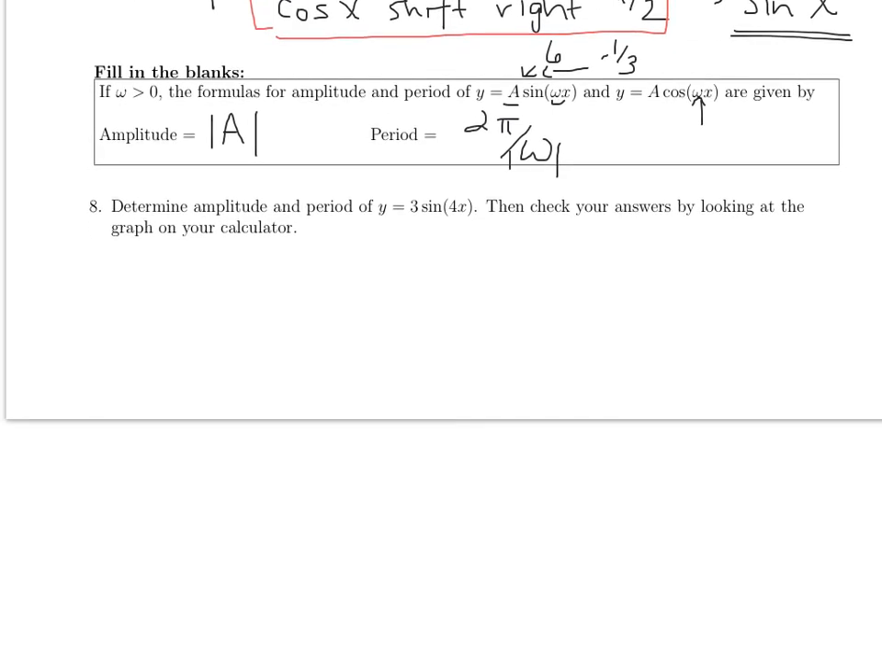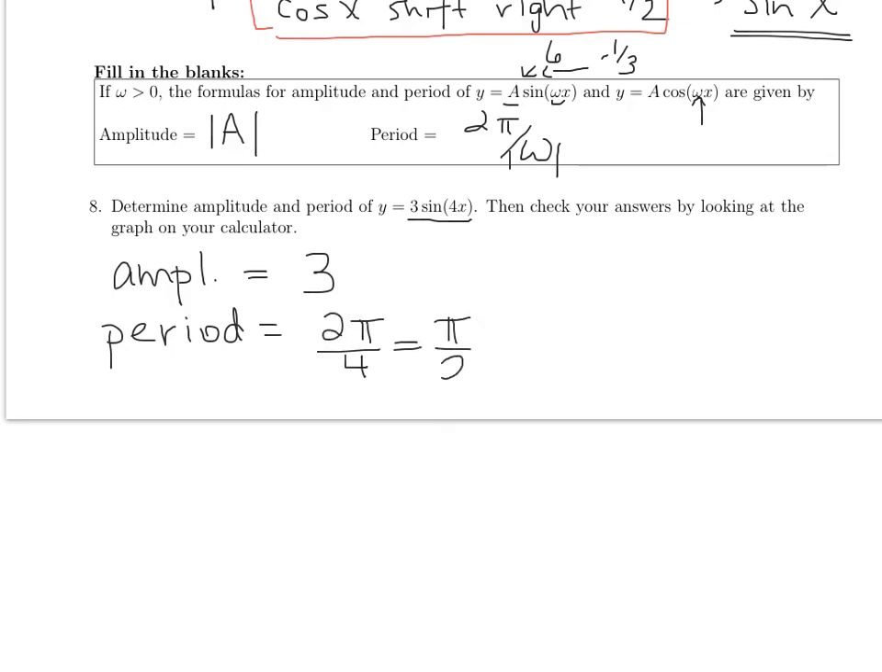All right, and then the last question is, determine the amplitude and period of this graph, and then check your answer by looking at the graph in your graphing calculator. So the amplitude is 3, the period is 2 pi over 4, or pi over 2. And what that means is that it looks like sine, okay? It looks like sine, except the amplitude is telling me now that it's stretched out, so I don't go negative 1 to 1, I go now negative 3 to 3.